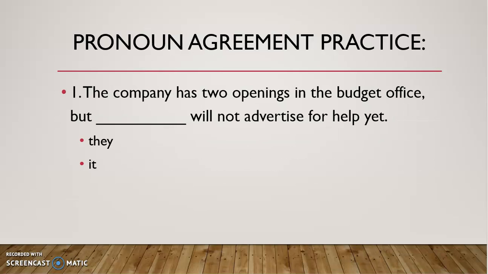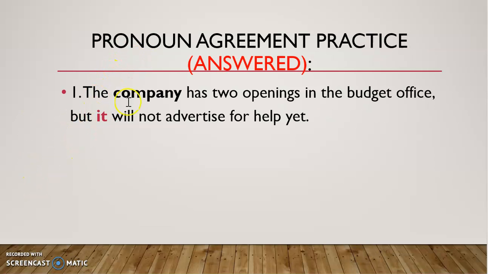Let's practice again. The company has 2 openings in the budget office, but blank will not advertise for help yet. We have they and it. Let's think about what the antecedent is. The antecedent is company, which is singular. The company has 2 openings in the budget office, but it will not advertise for help yet.